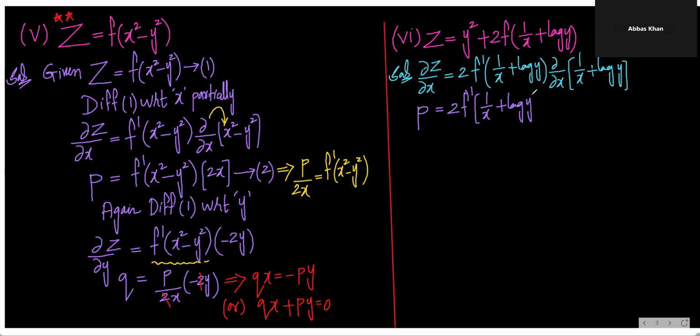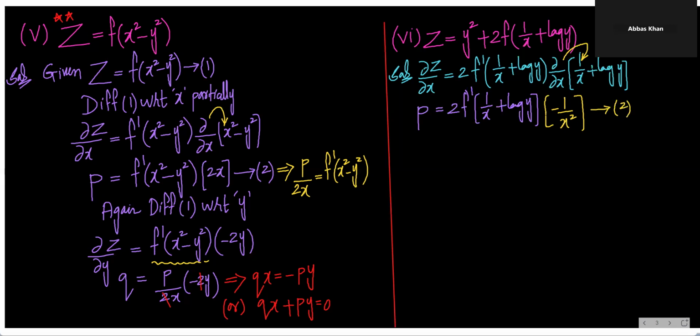Into, no, look, be careful. With respect to x we are doing. Again I'm repeating, with respect to x we are doing, so we have to work on x only. So derivative of 1 by x is, what? Tell me. Minus 1 by x square. Derivative of 1 by x is minus 1 by x square. Okay, this is taken as p.